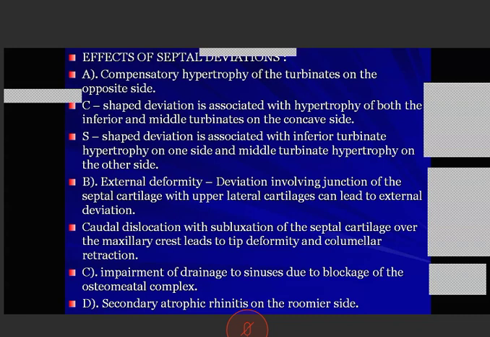A C-shaped deviation is associated with hypertrophy of both the inferior and middle turbinates on the concave side. In the previous picture, we saw there is a deviation like this, and the middle and inferior turbinates hypertrophy. Generally, only the inferior turbinate hypertrophies, due to recurrent rhinitis. There will be edema because of the middle turbinate. That's all.